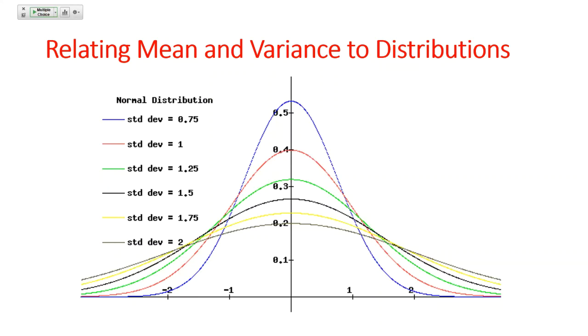If I went from a higher variance to a lower variance, it means the values around the mean are more likely. So I'm going to end up with this higher peak distribution. And we have that same thing going on here, right? Going from the blue all the way down to, I think it's a gray, I'm going to higher variances.